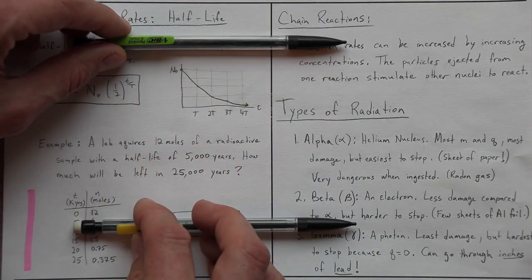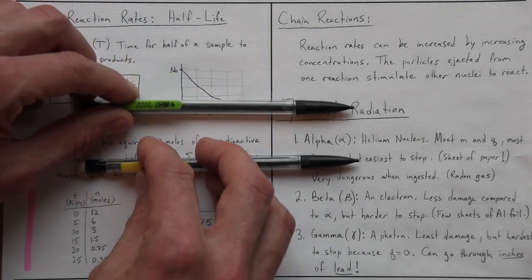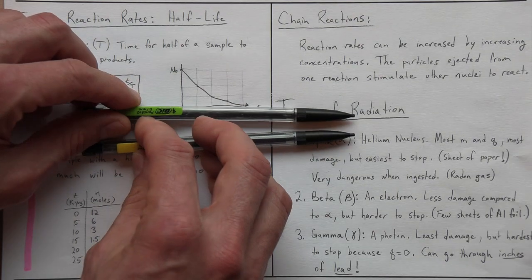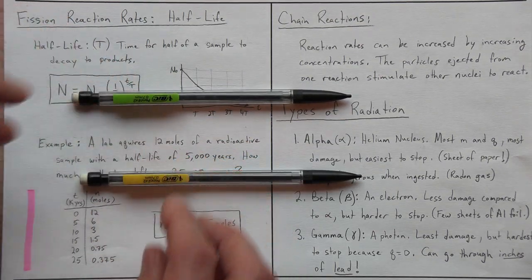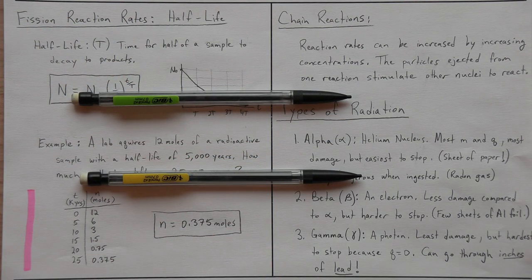The further you put them apart, the slower the reaction rate goes. So you can control how fast. Put them too close together, you get a meltdown. Well, actually, it's not really, as far as I know, they don't move the rods.